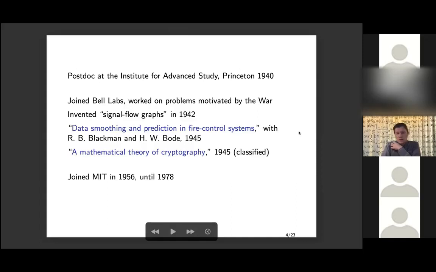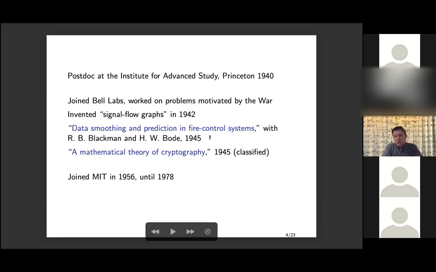So after spending a little more than a year there, he joined Bell Labs. And at Bell Labs, since the war was ongoing, much of what they did was for the government, work on problems motivated by the war. Some things to mention from Shannon's time at Bell Labs, for example, he invented what we now call signal flow graphs. And many of us have seen these too and worked with them. He invented them in 1942. He also worked on prediction and smoothing in fire control systems, together with people that you probably also heard about, like Blackman, or I'm sure you heard about Bode.